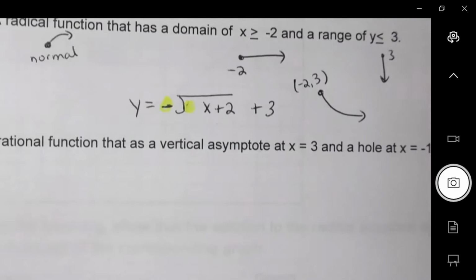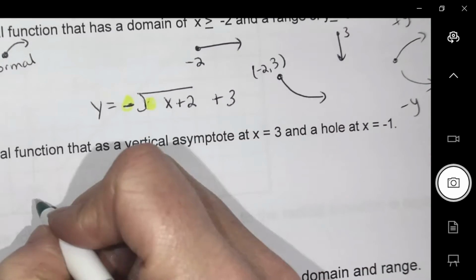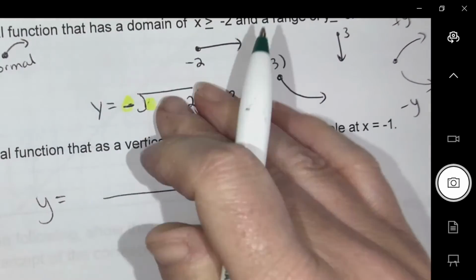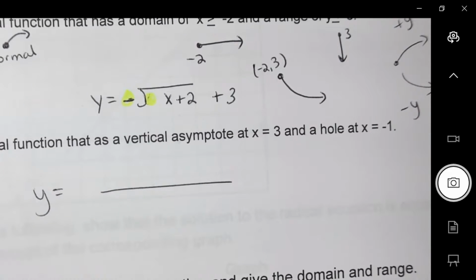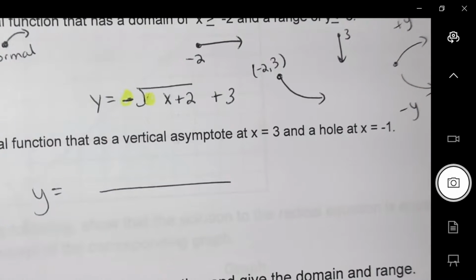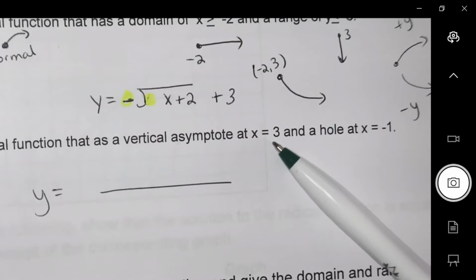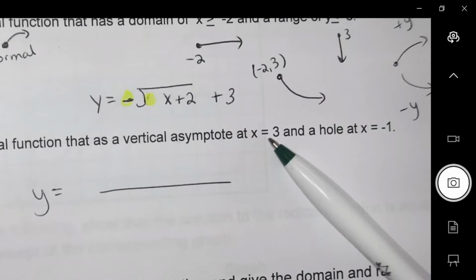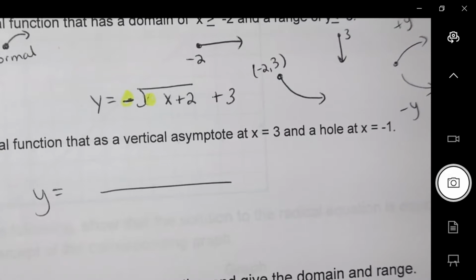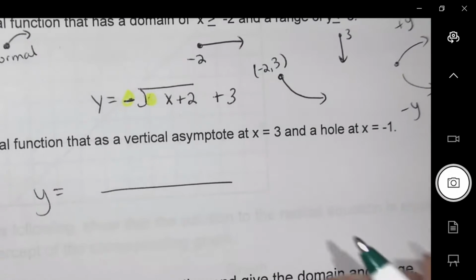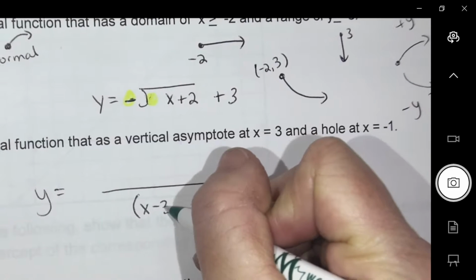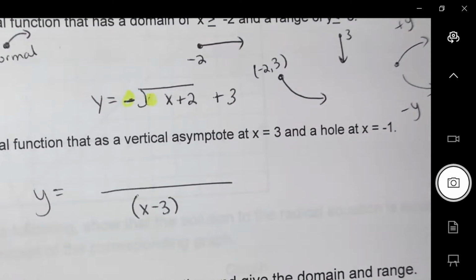A rational function. So now y equals rational. So now we're doing some kind of fraction. We have a vertical asymptote at 3. So I need what? I need a non-permissible value at 3. So x minus 3 has to be on the bottom of this equation.